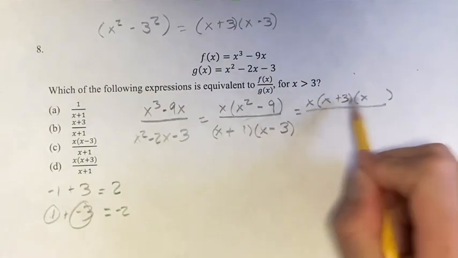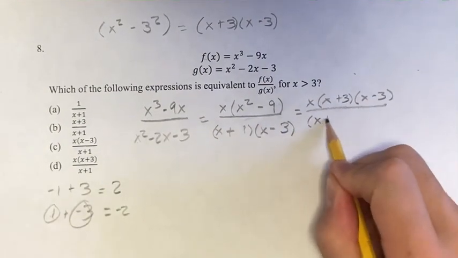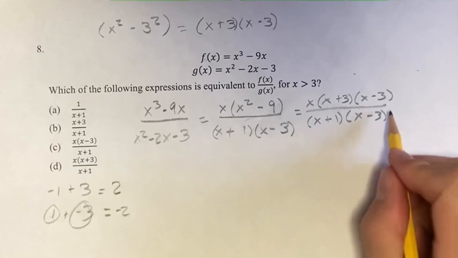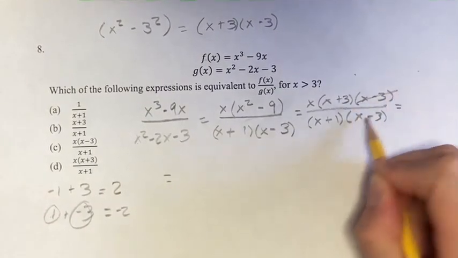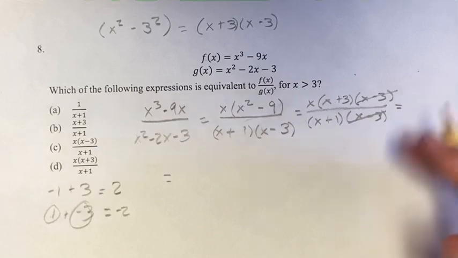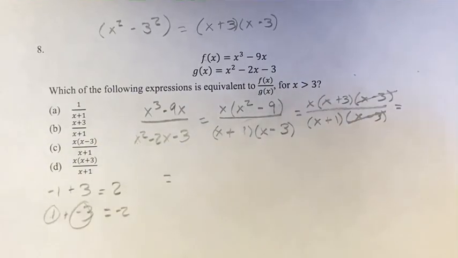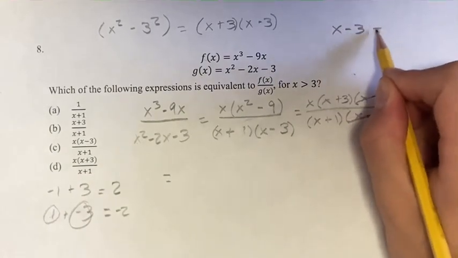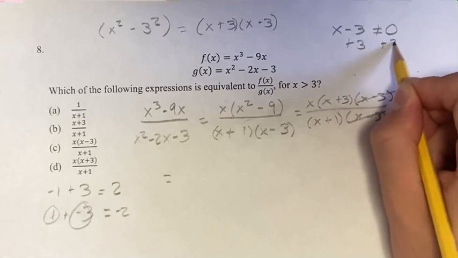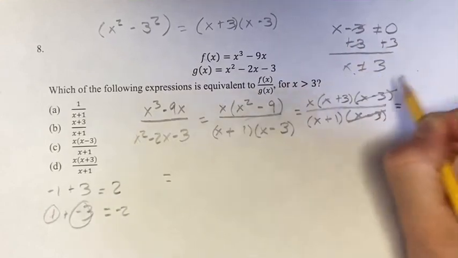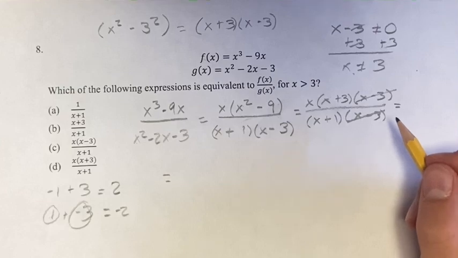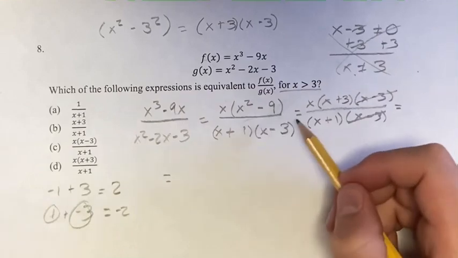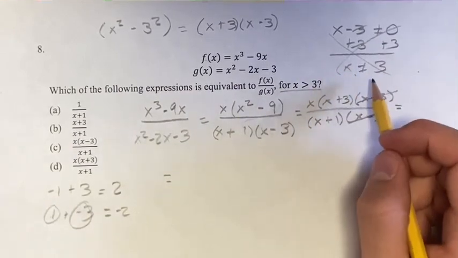So we have x plus 3 times x minus 3 over x plus 1 times x minus 3. And now we can simply cancel x minus 3 and x minus 3, just get rid of them. And the problem here normally would be that you can't get rid of this without saying, okay, x minus 3 can't be equal to 0, therefore x can't be equal to 3, right, because we can't divide by 0. And that normally would be a problem, but we're looking at this for x is greater than 3. So this doesn't even have to be a consideration. We're not even thinking about the possibility that x is 3.